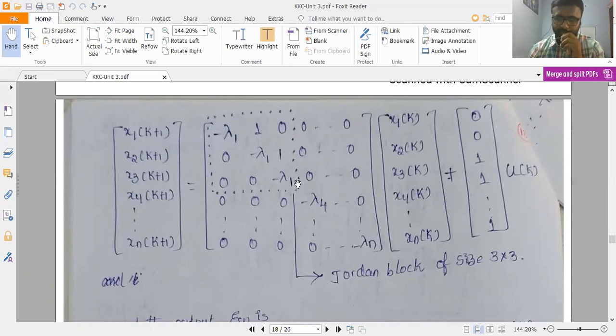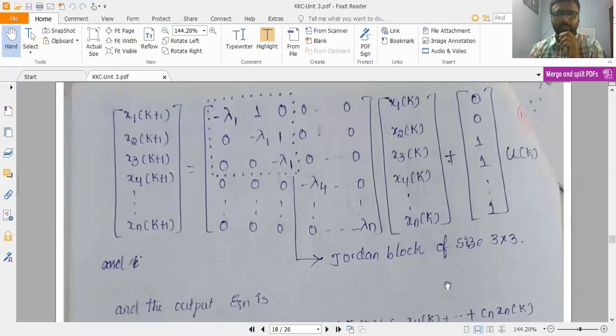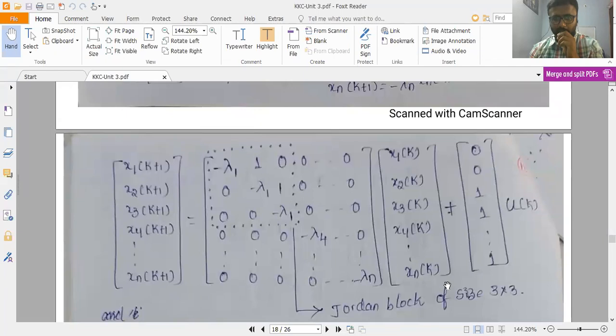In this one, we are able to observe that the diagonal elements are going to be presented, and above the diagonal elements a unit value is going to be presented there. Therefore this particular block is called the Jordan block, and the size of this Jordan block is the order, that is, how many times the pole is repeated. Okay, in this way we are going to frame the state equations for the repeated pole.